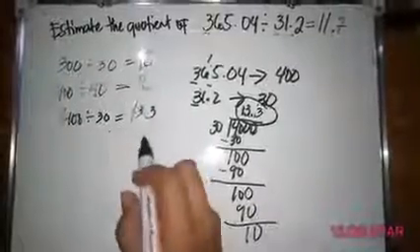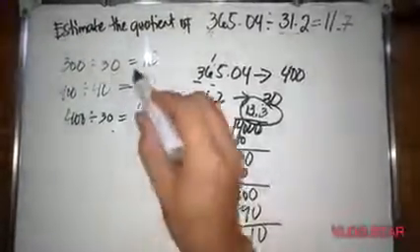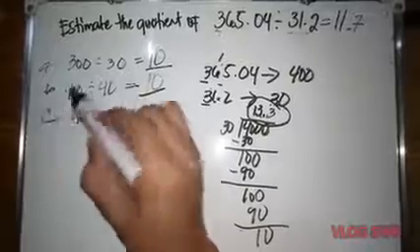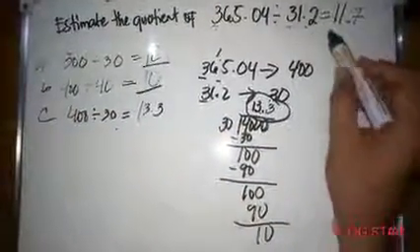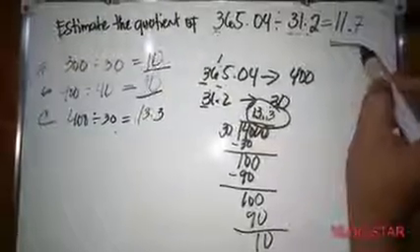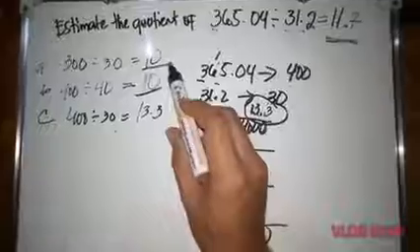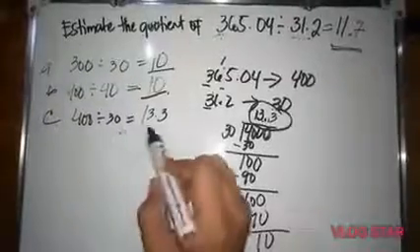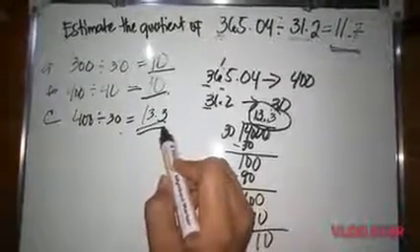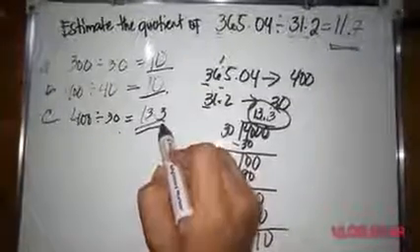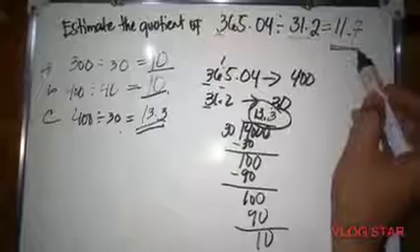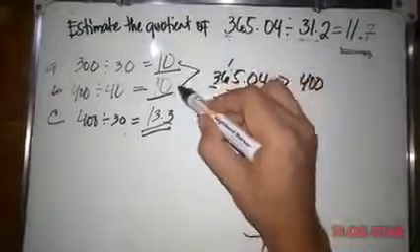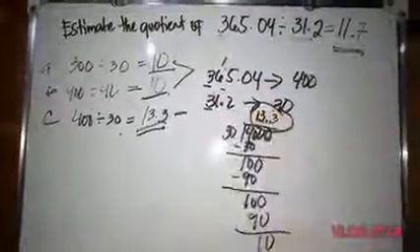11.7. So if we compare the three quotients, let's say these are A, B, and C. A and B are close enough to 11.7, but this is what we call underestimate because A and B are lower than the value of the actual quotient, while letter C is overestimate because the quotient is greater than the actual quotient. So these two are underestimates and this one is an overestimate.